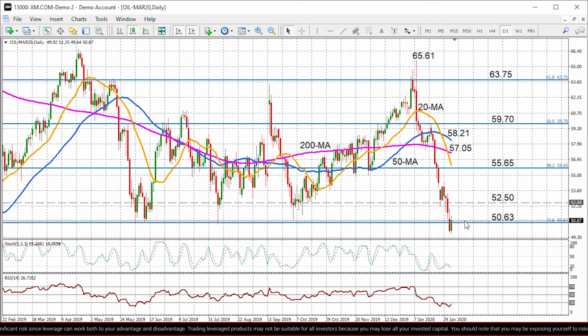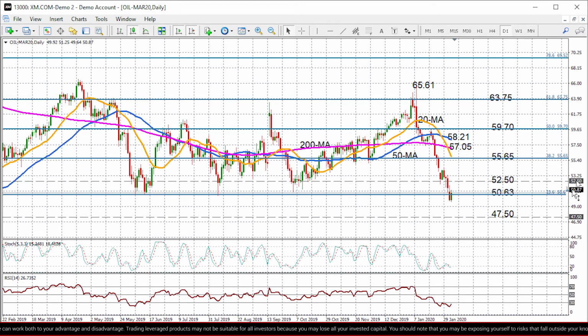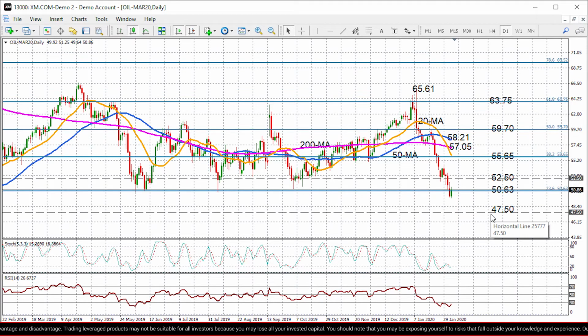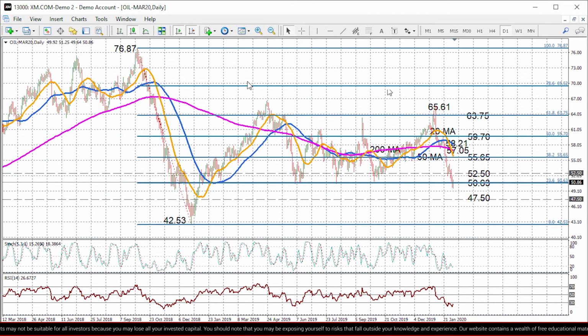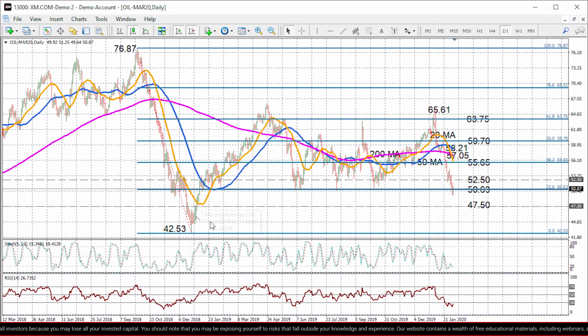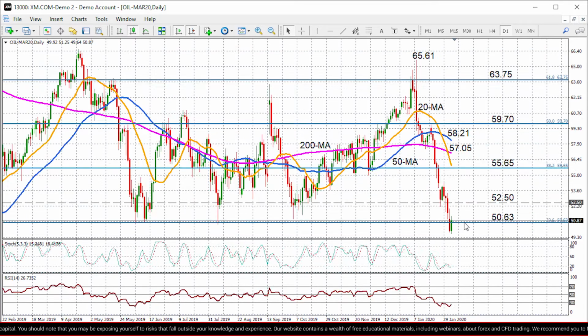If that support does break more convincingly, we could see prices then stalling around 47.50 before heading back towards that low of 42.53 from December 2018. In order to see a recovery, though, WTI oil futures would need to first overcome the 52.50 hurdle, and then after that there's the 38.2% Fibonacci to watch out for at 55.65.